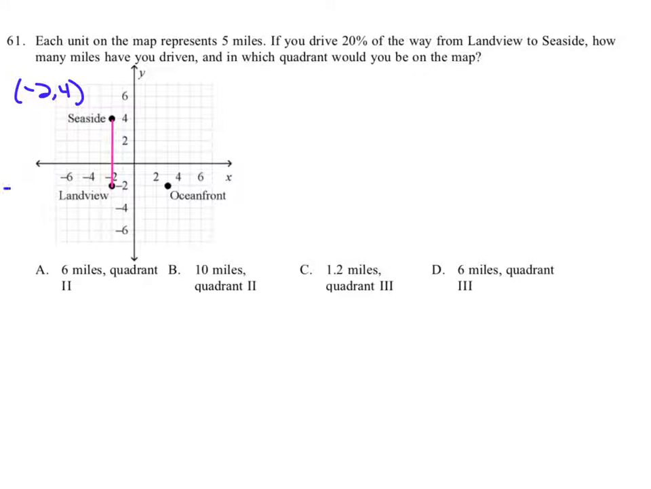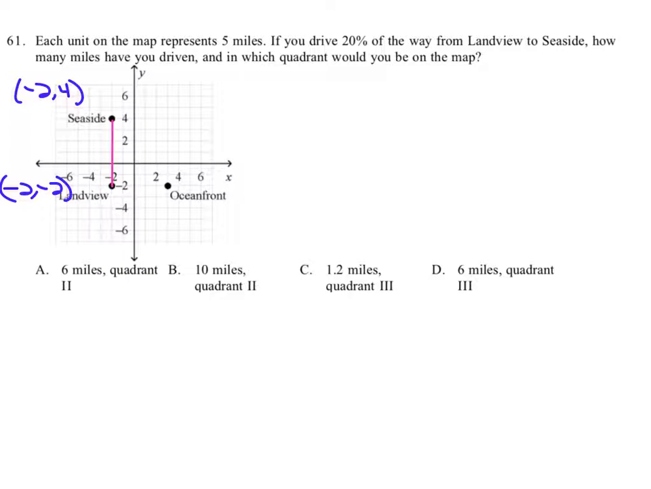Lake View is at negative 2, negative 2. So as you can see, they are not changing in the x direction, they're only changing in the y direction, which means you're moving right along the grid lines. And you can actually just say, what's the distance between these vertically from 4 to negative 2? It's a distance of 6 units.